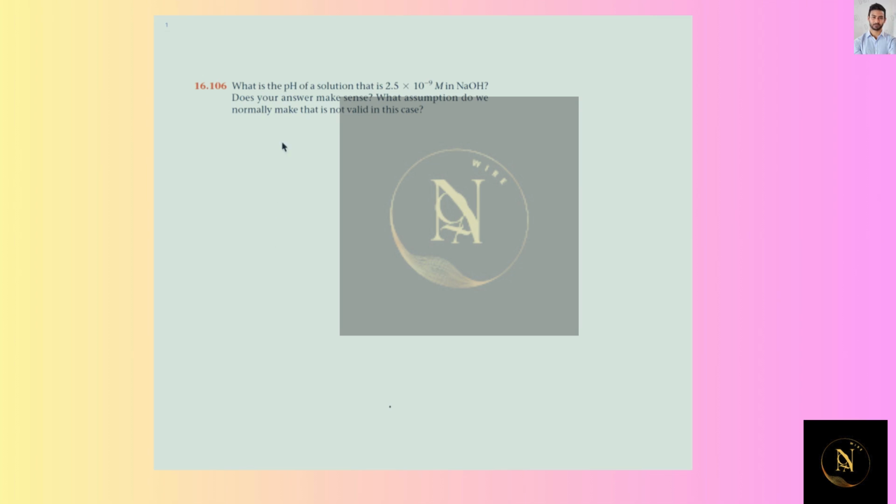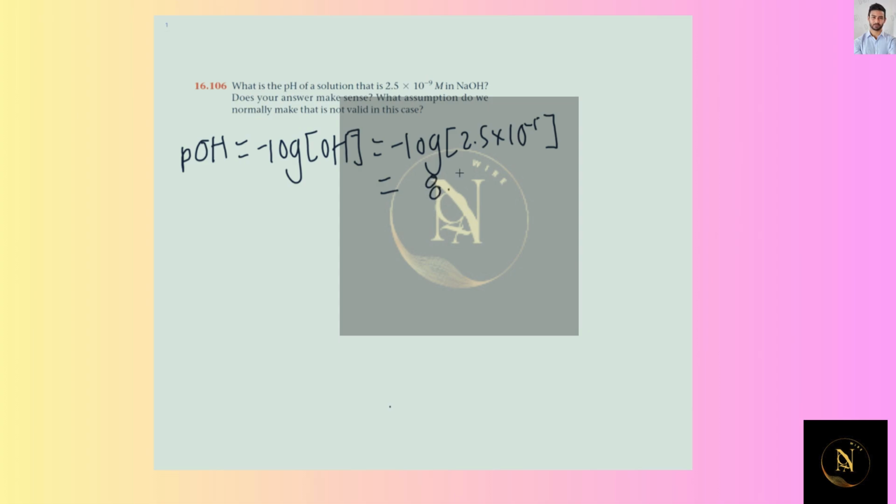Whenever we are trying to find our pH and we're given a molarity of OH concentration, the first thing that we're always going to do is find our pOH from that. So our pOH is equal to the negative log of our OH concentration. It's the negative log of 2.5 times 10 to the negative 9. When we plug that into our calculator, we get 8.6.